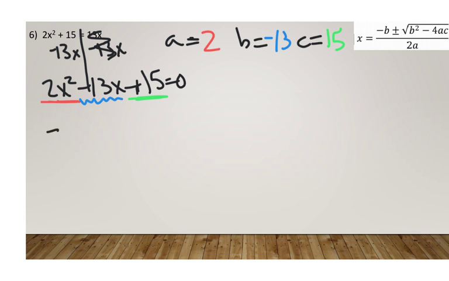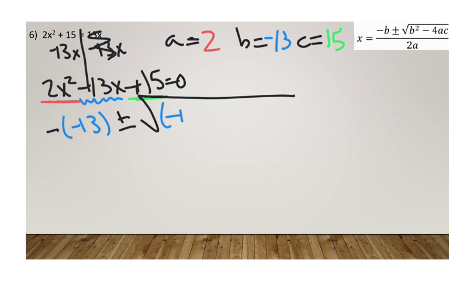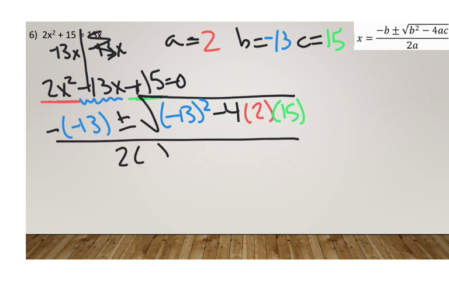So negative b, which is negative 13, plus or minus the square root of b squared, so negative 13 squared, minus 4, times our a value, which is 2, times c, which is 15, all over 2 times a, which is also 2.